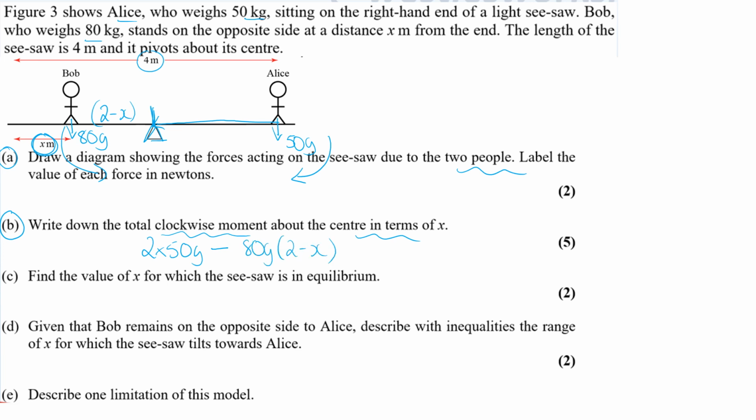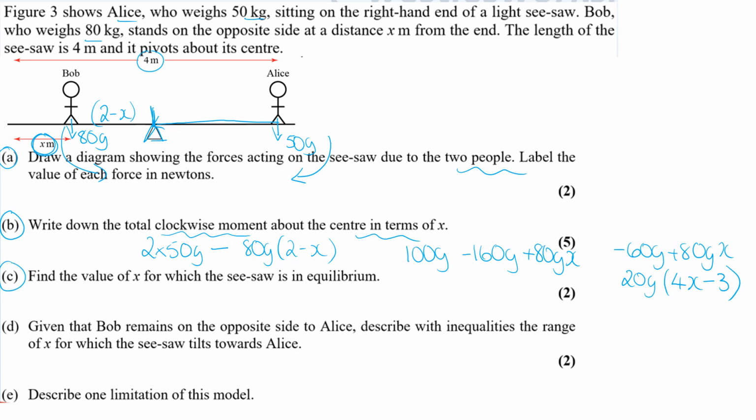So we need to take that anti-clockwise moment away to get the resultant clockwise moment in terms of x. Multiplying that out, we're going to have 100g minus 160g plus 80gx. So 100g minus 160g is minus 60g plus 80gx, and if we take 20g out as a common factor, putting the positive one first, that will be 20g(4x minus 3). So that is part B.